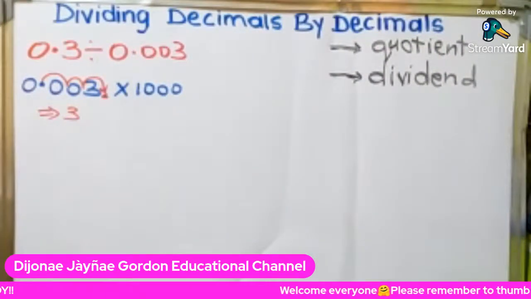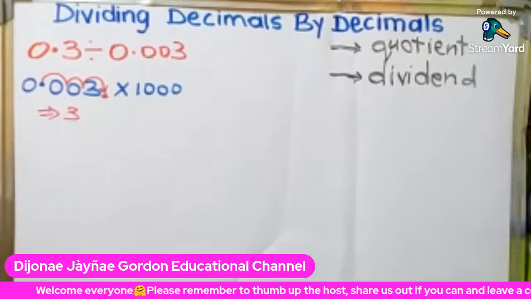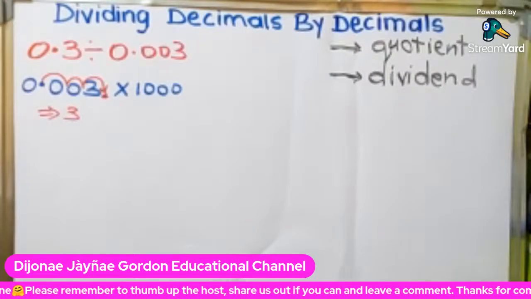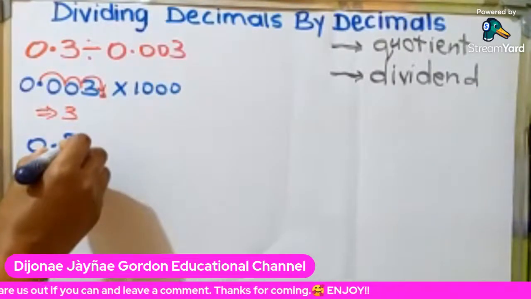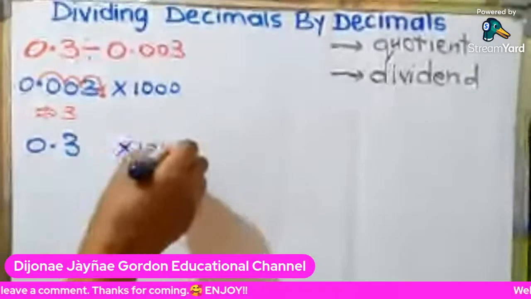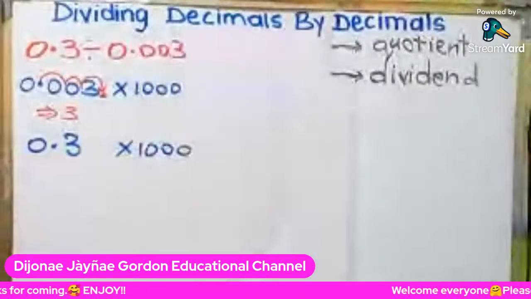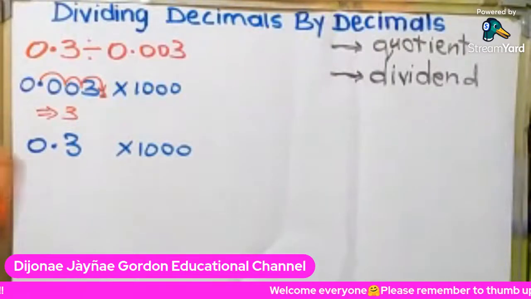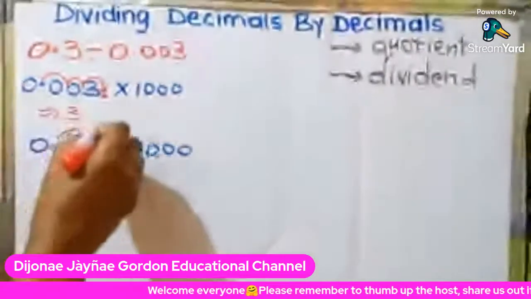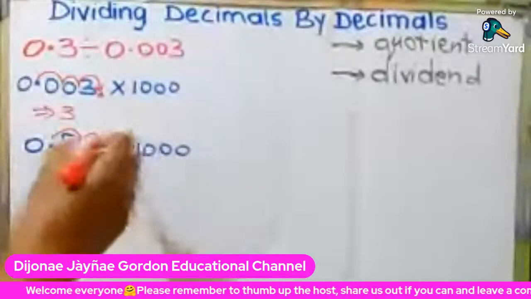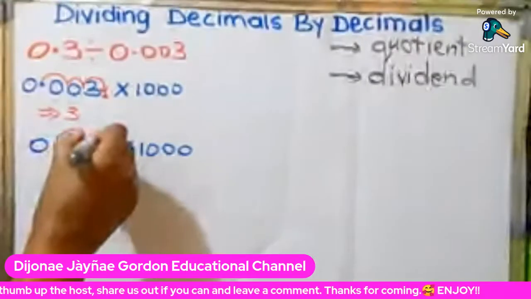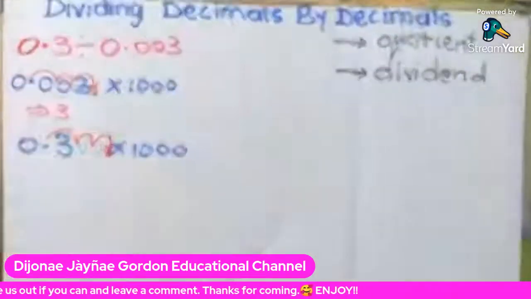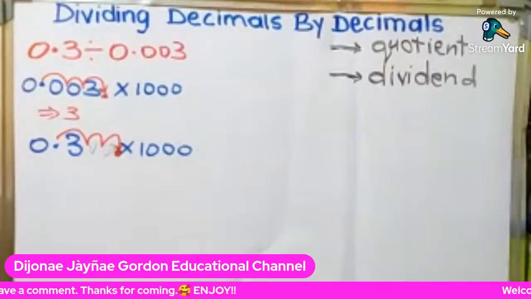All right. So whatever you do to your divisor, you must do the same thing to your dividend. All right. So I'm going to take my dividend. I'm going to write it 0.3. And of course, I'm going to multiply by 1,000 as well. So I'm going to move 3 places to my right as well. So that's 1, 2, 3. And of course, the decimal place is going to fall right here. All right, but I'm going to fill out these blank spaces with some zeros.